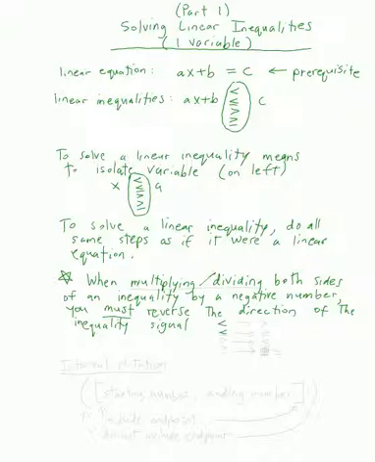Reverse just means if you start with less than, it becomes greater than. Less than or equal to becomes greater than or equal to. Greater than becomes less than. And greater than or equal to becomes less than or equal to. So these are the four different swaps that can occur. This is only when you multiply or divide the inequality by a negative number. Not adding or subtracting, just multiplying and dividing.